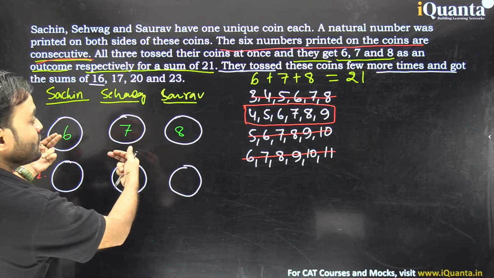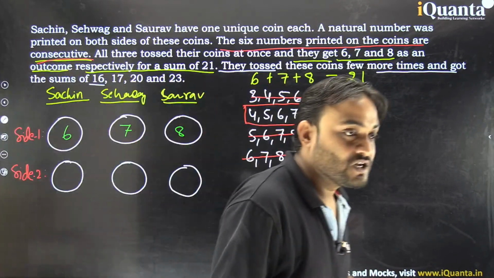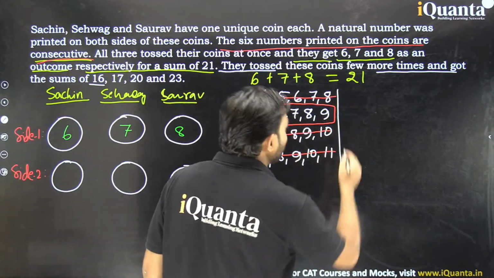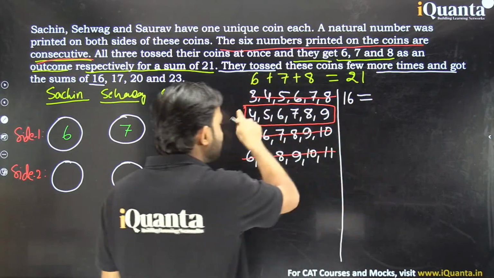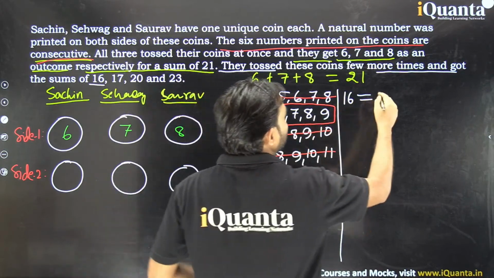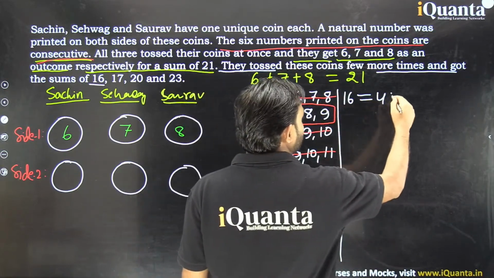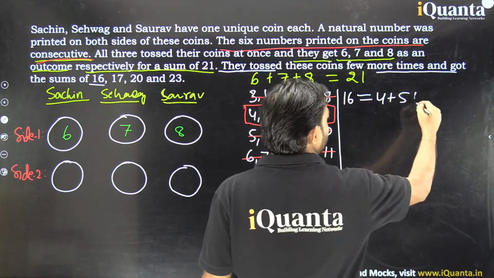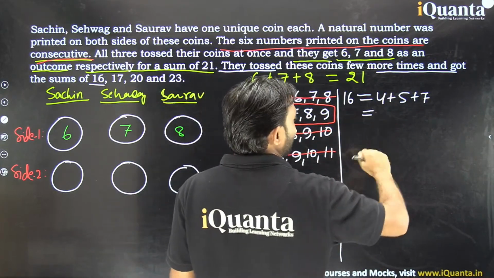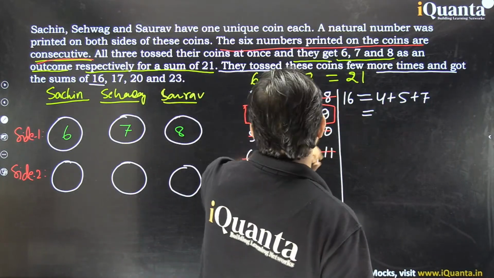So we need to know 4 is opposite to what, 5 is opposite to what, and 9 is opposite to what. Now how do we know that? Think about this. We got some 16. In how many ways you can write 16 using these numbers? Think about this. In how many ways you can write 16? So 4 plus 5, start with either lowest or highest, okay? 4 plus 5, 9 plus 7, or we can take 4 plus 6, 4 plus 9, 4 plus 5 plus 7, 16 is possible.